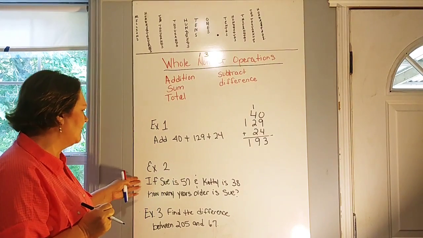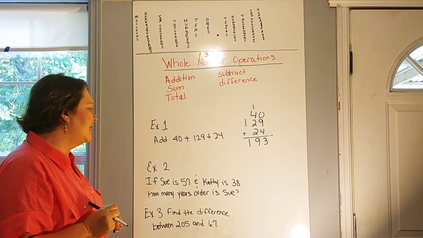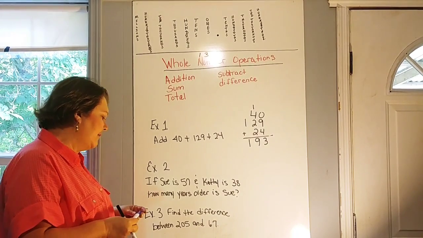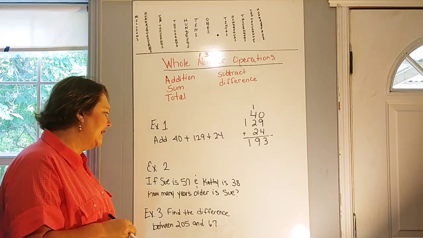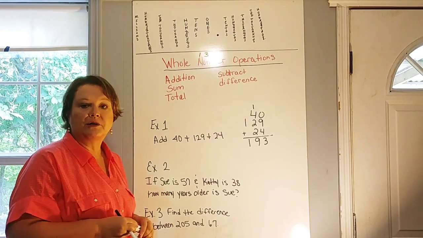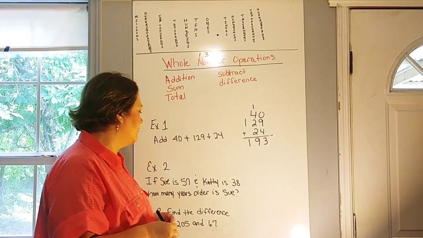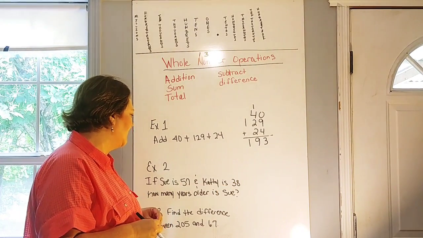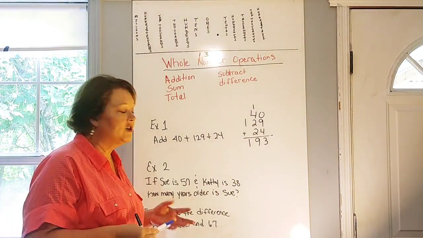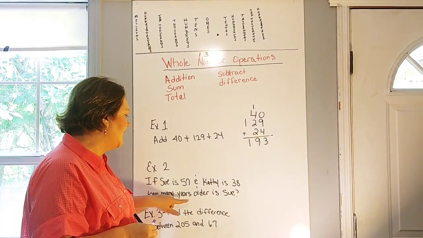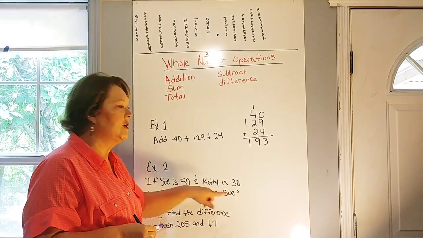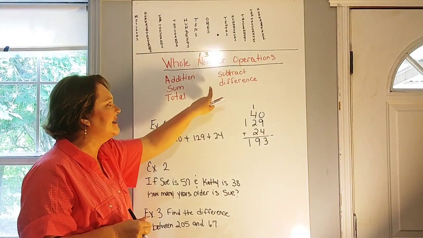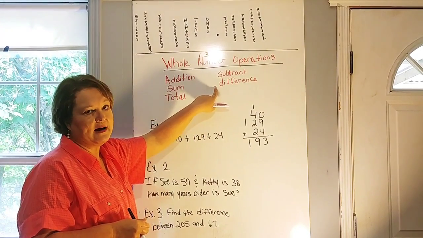Okay, let's look at our example 2. If Sue is 57 and Kathy is 38, how many years older is Sue? Well, do you think we should add or subtract those numbers? Well, if we add them together, that's not going to tell us anything but their combined age. So they're asking us how many years older is Sue. So that means that we need to subtract. So we need to find out the difference between their ages.